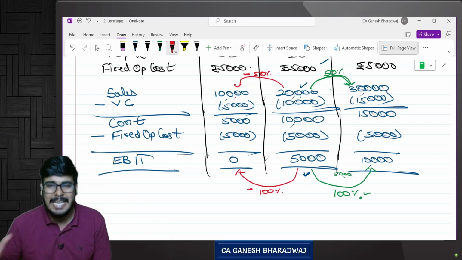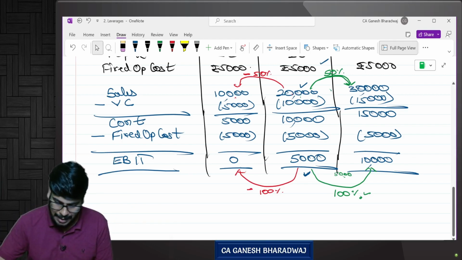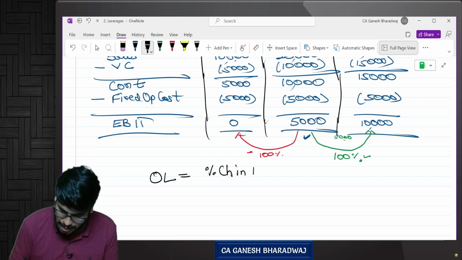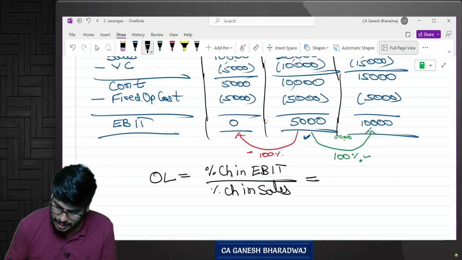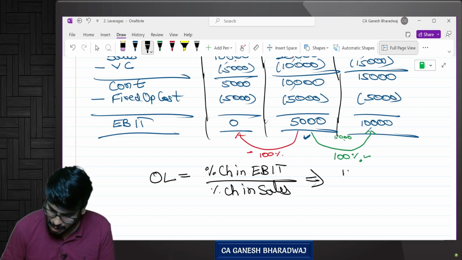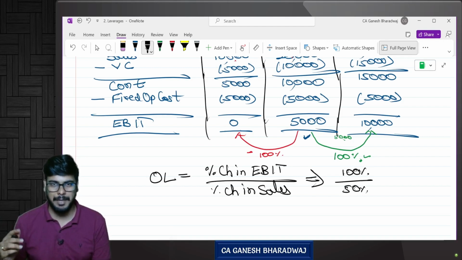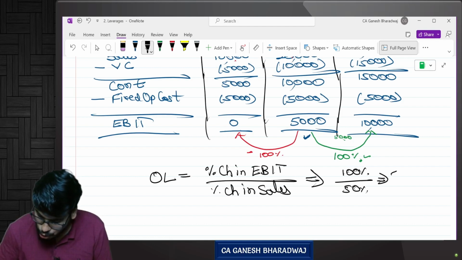Or in other words, can I say there is a magnifying effect in this particular case? What is the magnifying effect? Can I say that operating leverage is nothing but percentage change in EBIT divided by percentage change in sales? Correct or not? In this case, can I say this is nothing but 100% divided by 50%? Are you clear with this? You can say plus 100% divided by plus 50%, or you can say minus 100% divided by minus 50%. Whatever it is, how much do you get? 2 times.